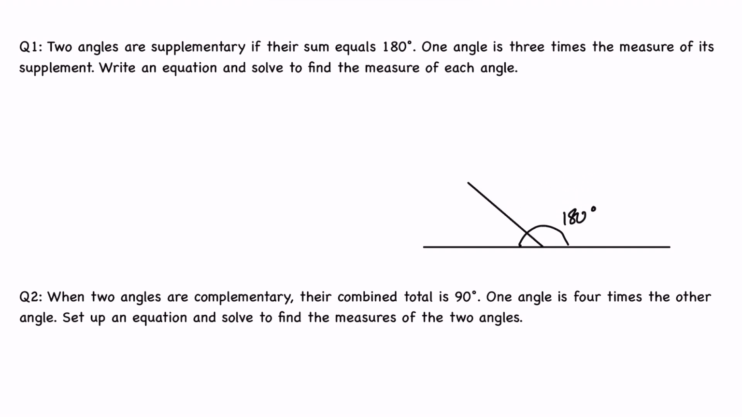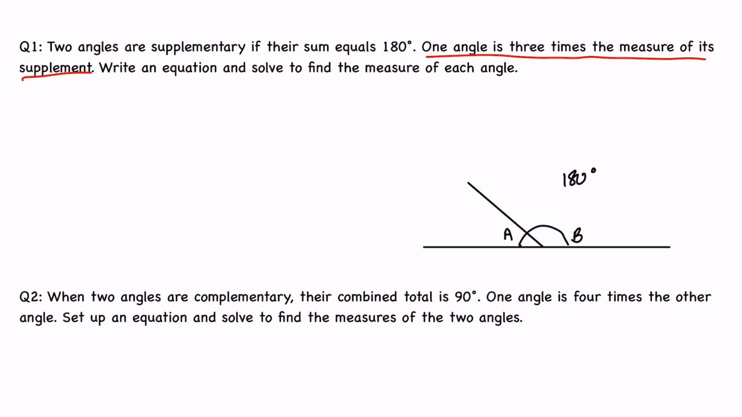So I'm just going to drop it over here. So now we have two angles. We have angle A and angle B, and they both add to 180 degrees. And the question says, one angle is 3 times the measure of its supplement. Write an equation and solve to find the measure of each angle.